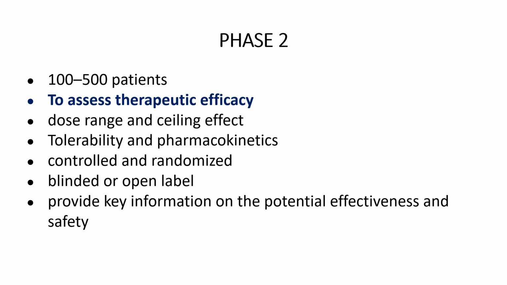Phase 2 study involves 100 to 500 patients. The main objective of this study is to assess therapeutic efficacy. Here the actual patients with the diseases for which the drug is going to be used will be recruited. And phase 2 study will determine the dose range and the ceiling effect of the drug. Apart from therapeutic efficacy, tolerability and pharmacokinetic studies are also continued in phase 2. Most of the time it is a controlled and randomized trial. It can be either blinded or open label.